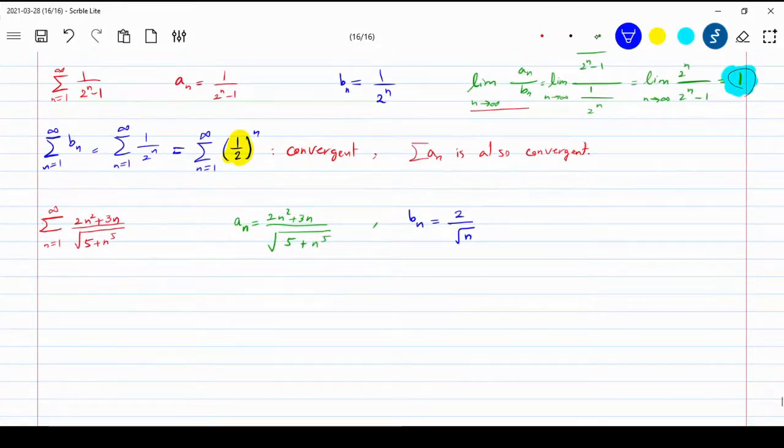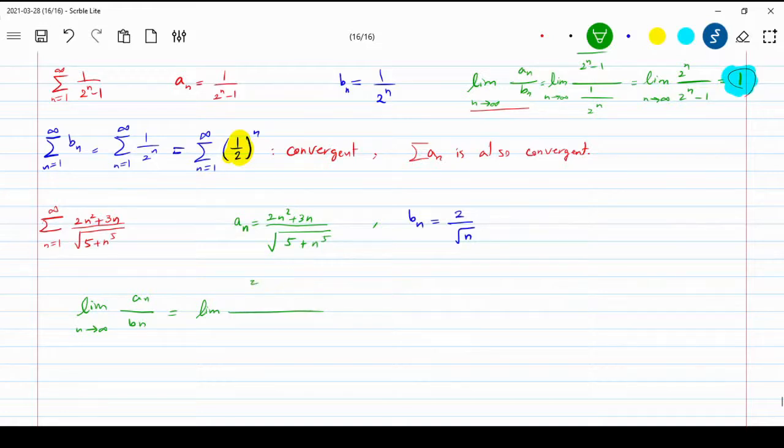So for my comparison, I have to check to see if the limit of an divided by bn as n approaches infinity is a constant or not. If it's a constant non-zero, then I can say, okay, whatever happens to bn as a series, the same exact thing will happen to an. And this is the limit.